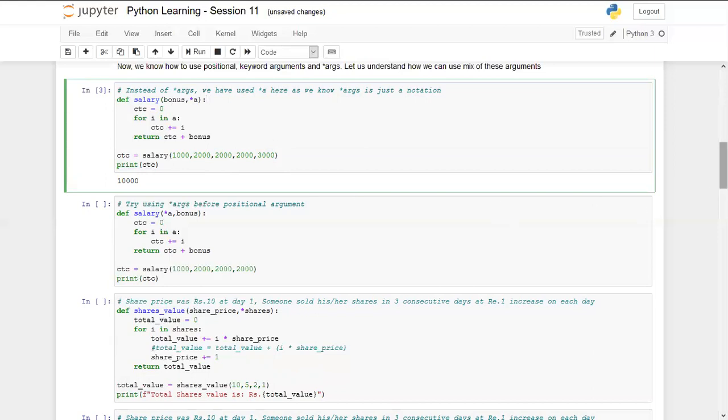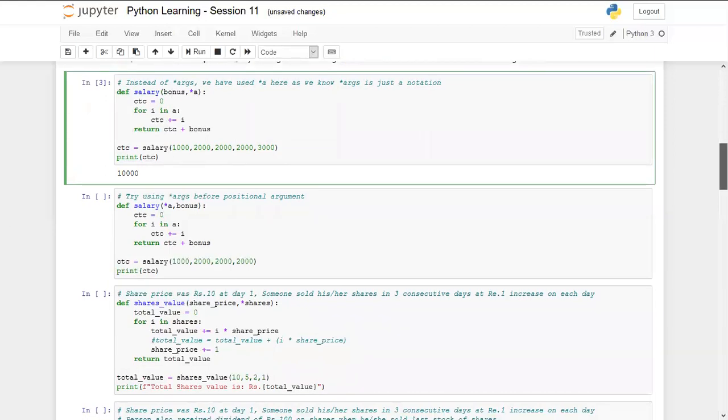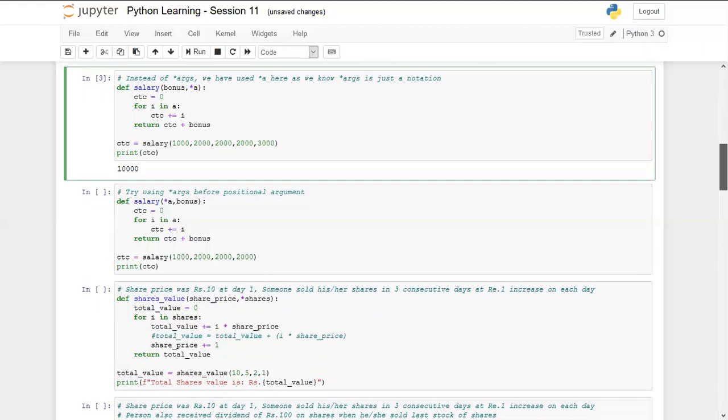Any questions on this? I'm asking again and again because this can be tricky for some people, so I just wanted to make sure everyone understands this concept. All fine, Kashish. Okay, great.